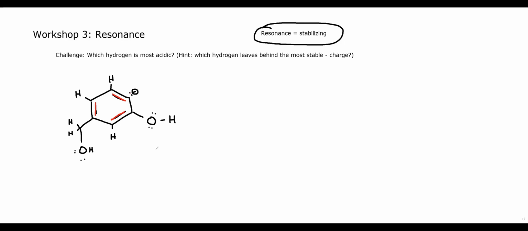These are participating in resonance. Those are what's in the p orbital, right? These two electrons in these pi bonds are in the p orbitals. That's what's participating in resonance. This lone pair out here is in an sp2 orbital. That lone pair does not participate in resonance. Therefore, that lone pair is not acidic. That hydrogen does not want to leave, does not leave behind a stable charge.